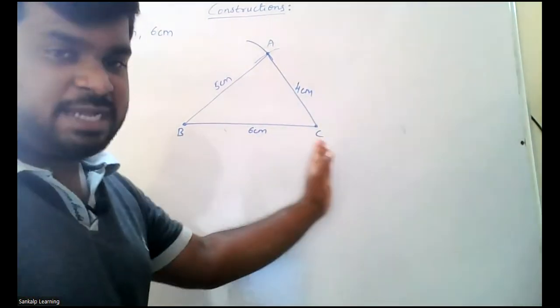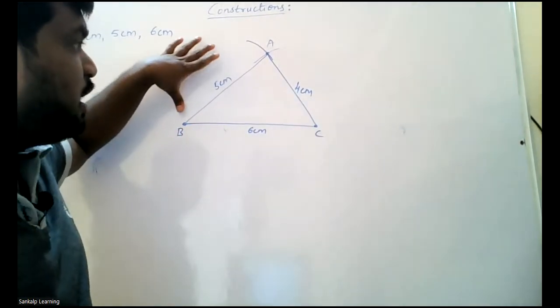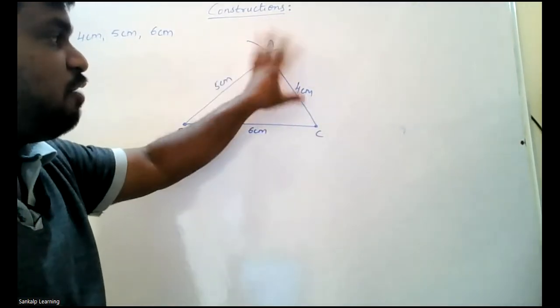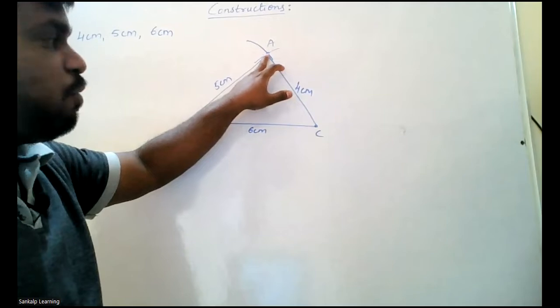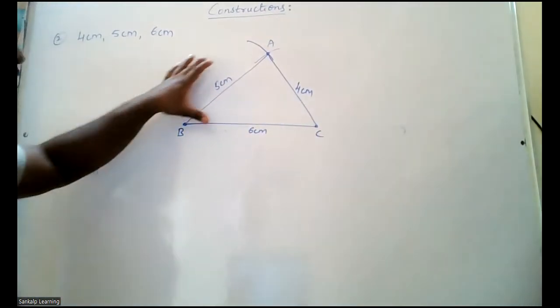Draw a line of 6 centimeter, then cut an arc for 5 centimeter. From here, cut an arc for 4 centimeter. Both will meet at a point. That will be the point A. Now this is the triangle.